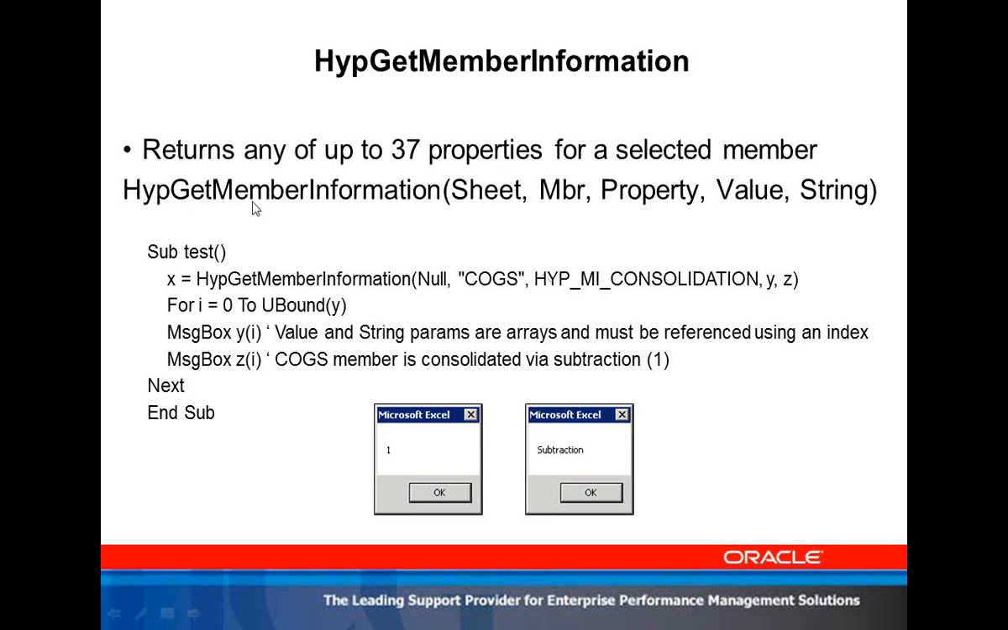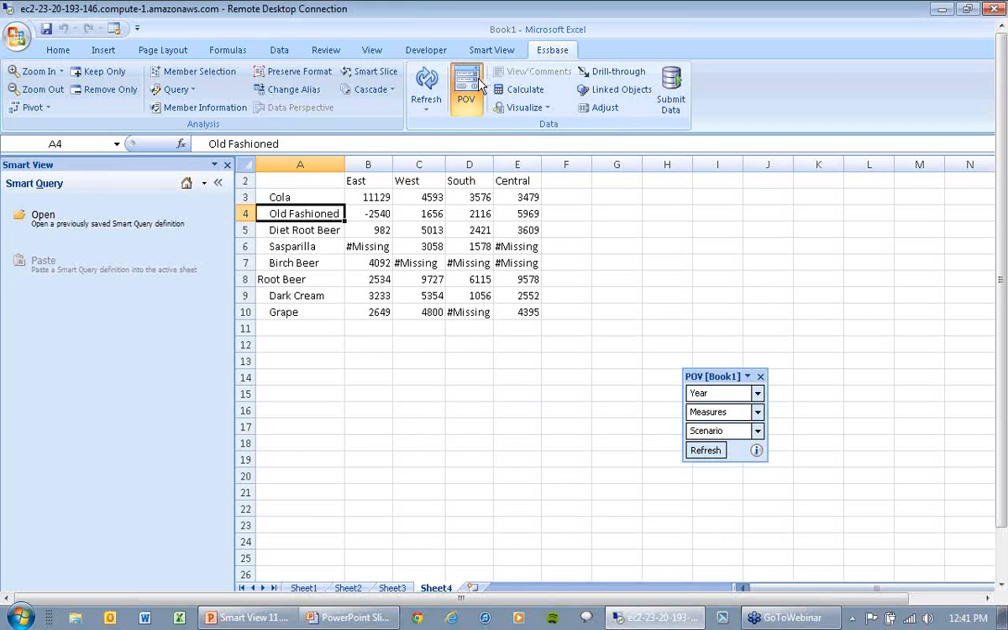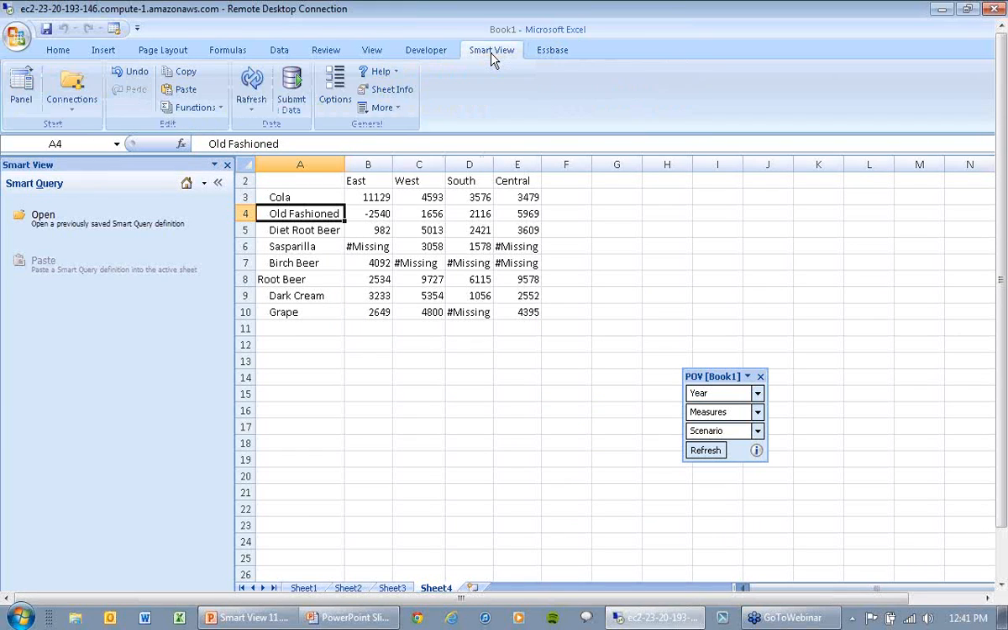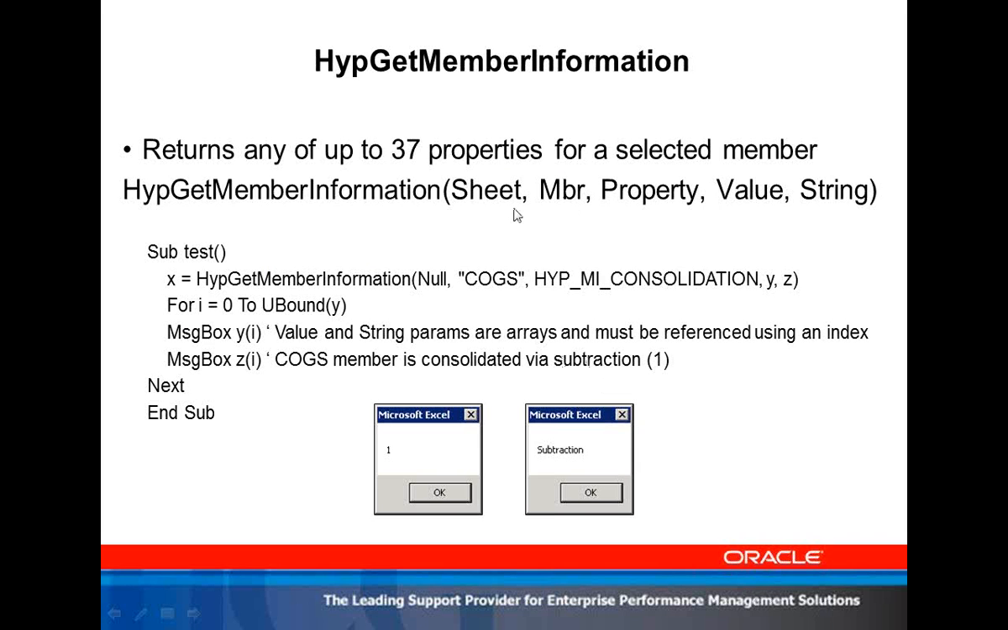You're going to use these Smart View functions inside of a VBA macro. And this first new function called HIP, Get Member Information, is really based off of, if you didn't know, a command in the Smart View ribbon called Sheet Information. And it gives me a whole bunch of information here. But what I can do with automation is get 37 different pieces of information from my database about certain things. I have to specify what sheet I'm working on, what member I want to get information about, and what property I want to get the information about.